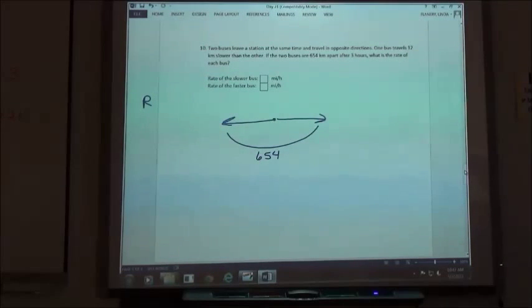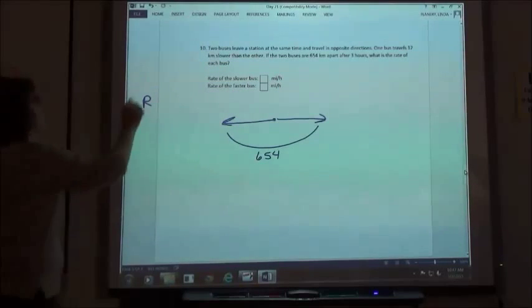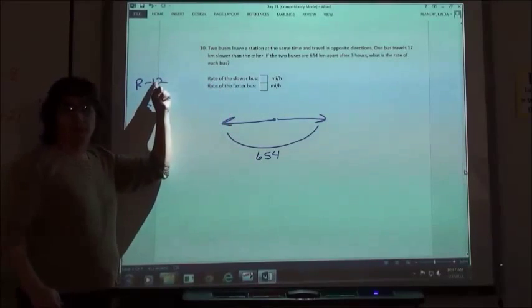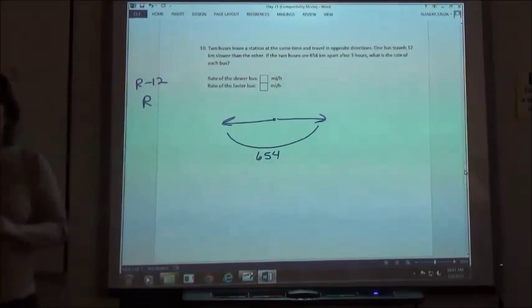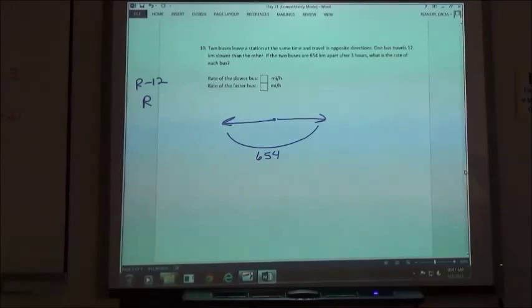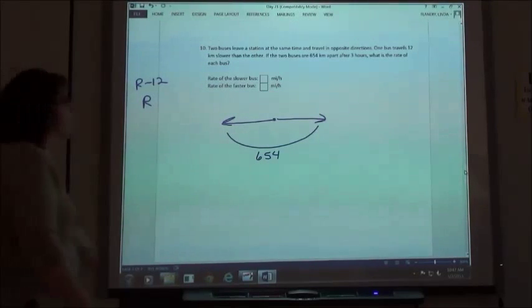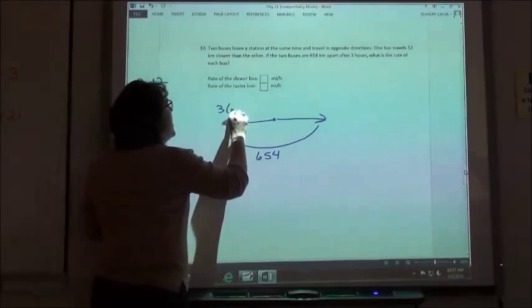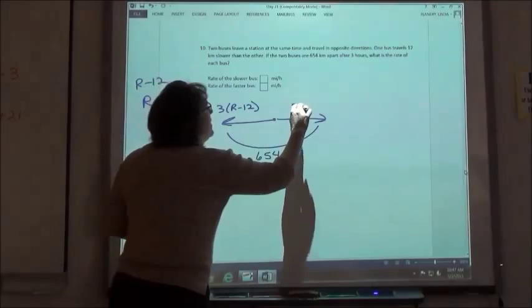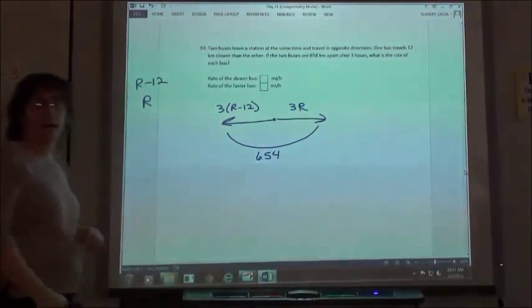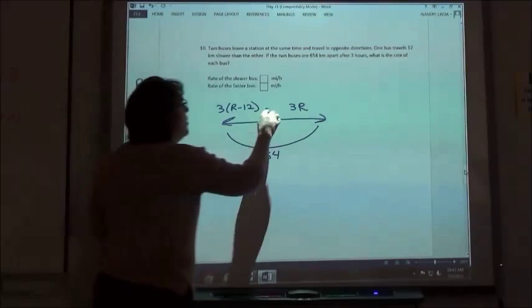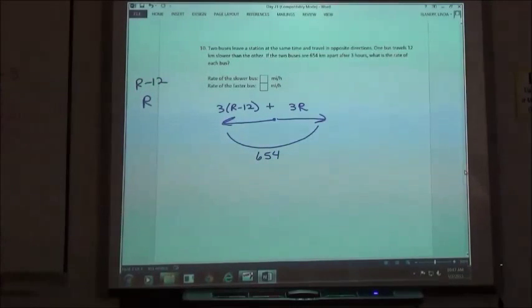r minus 12, because it's going 12 kilometers per hour slower, right? Now, obviously, the slower one is the one with the subtraction, and so the faster one's going to be your plain r. So, they're both going to go for 3 hours, so I'm going to take 3 times (r minus 12), and then the other one is just going to be 3 times r. We know if we add their 2 distances together, we should have the total distance of 654.